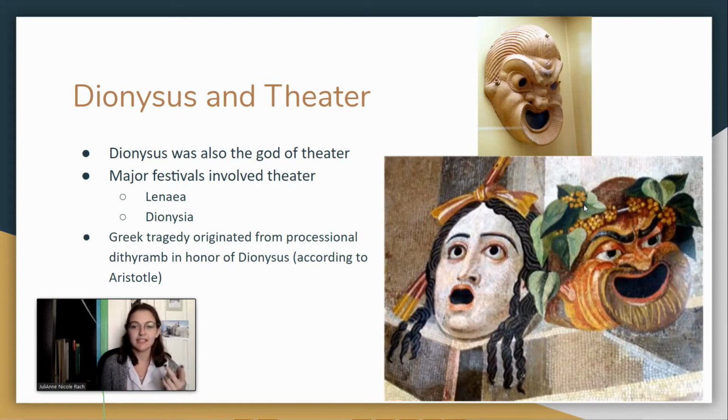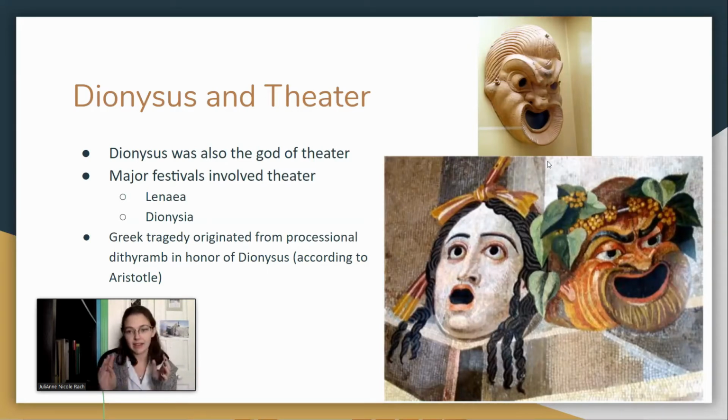And actually for Dionysia, there were two different ones, a rural and a city one, which Darcy will talk about here in a couple minutes. So I'll save that for her. But with the Lenaia, it was a festival to Dionysus that would often take place in January or February.